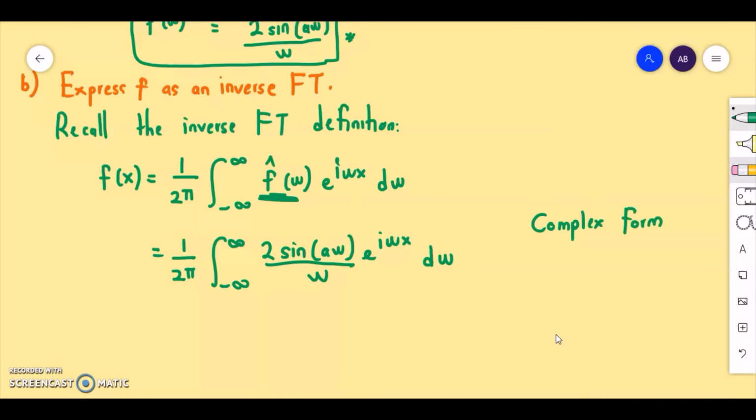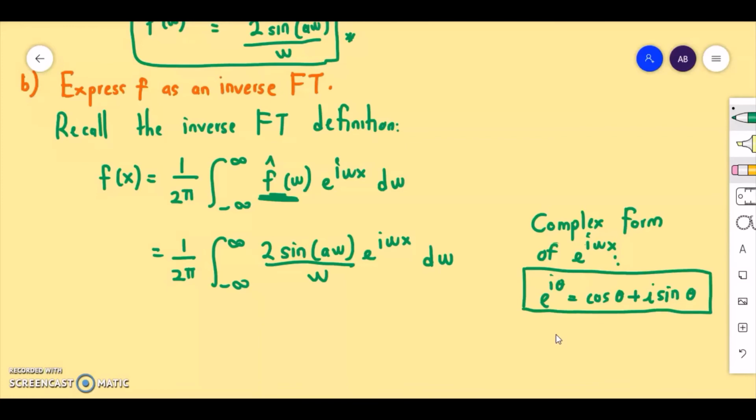Complex form of sine a omega. No, not complex form of sine a omega. Complex form of e^(i omega x). Okay, so if sine can change to exponential form, now the complex exponential can also be transformed to cos and sine. So you need to recall the definition of the complex exponential, where e^(i theta) equals cos theta plus i sine theta. Now this is what we are going to change for this part over here.